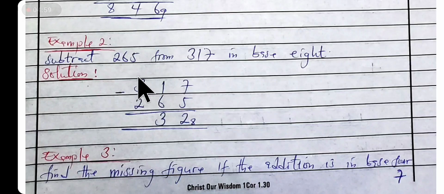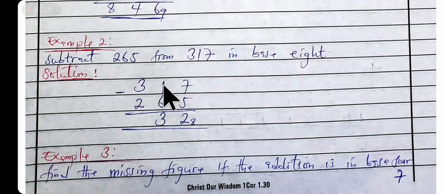Now, take note. Anything you borrow under any base, the value of what you borrow is that base. What I mean is that, borrow 1 from 3, and here will become 2. Here will remain 2. But as that 1 is going to be added to this 1, instead of it to be 2, it won't be 2.